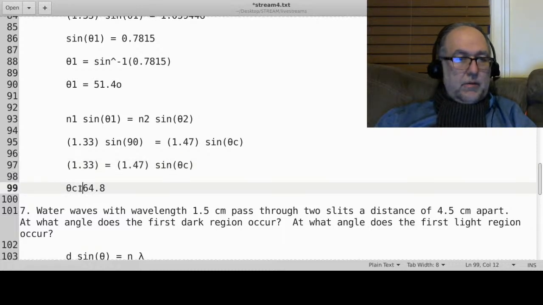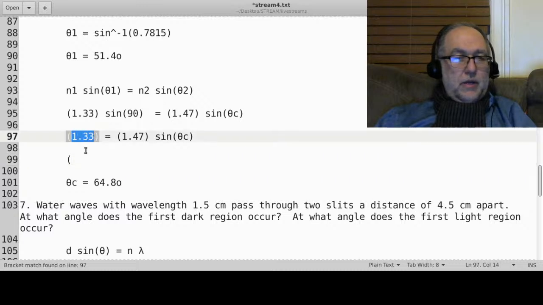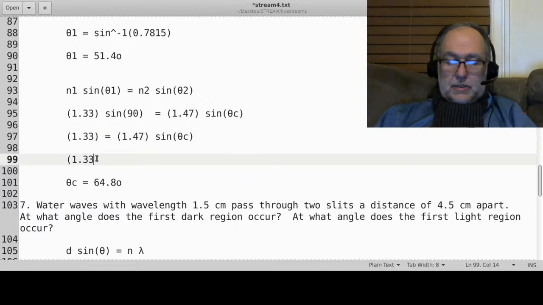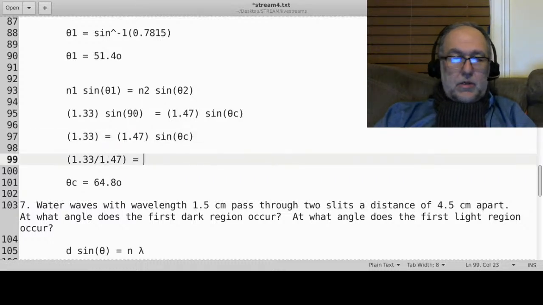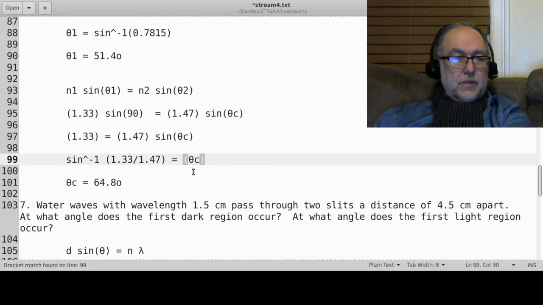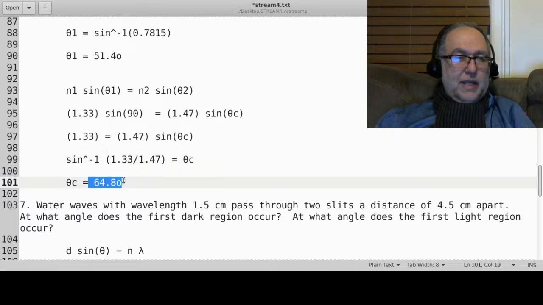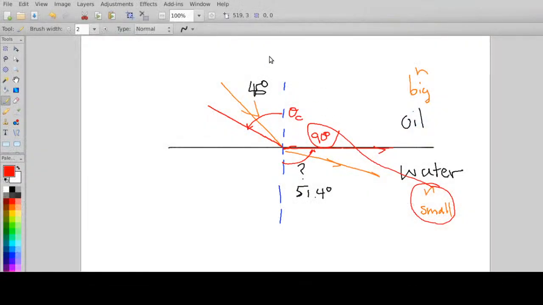Oh, I lost my c. There we go. That's what your theta c is going to be, 64.8 degrees, like that. If you wonder what I did there, maybe I should go a bit slower. I just did 1.33 divided by 1.47. That's going to equal sine theta c. And then I just did the inverse sine of both sides. The inverse sine and the sine kind of cancel one another out, so that isolates the theta c. So the inverse sine of 1.33 divided by 1.47 gives me 64.8 degrees.